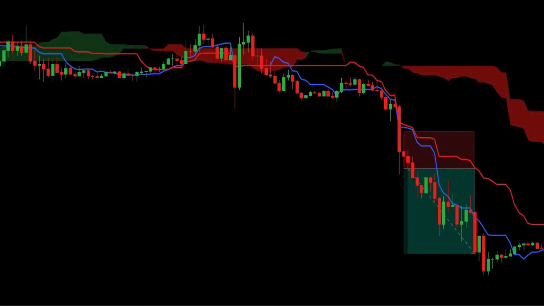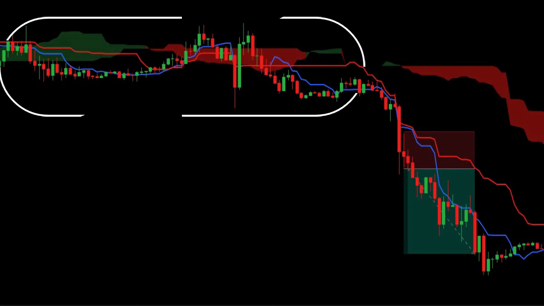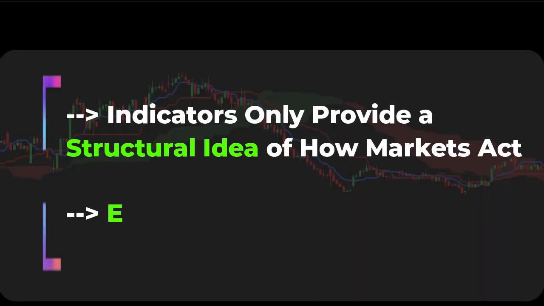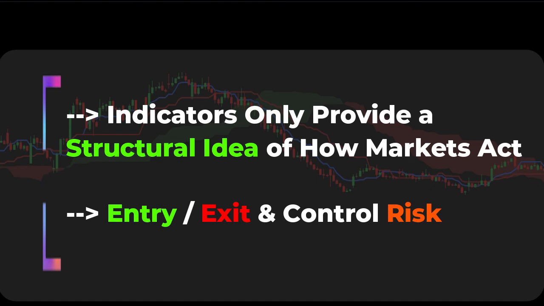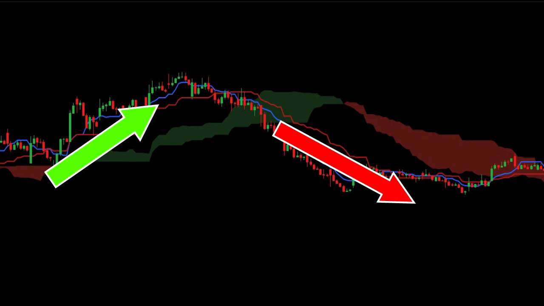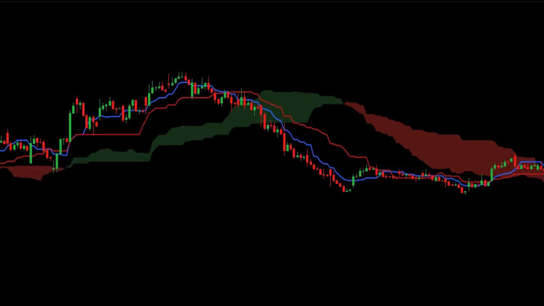And you can also see the no trade zone here, because it will give you many false signals in range markets, so always trade in an uptrend or downtrend. Indicators only provide a structural idea of how markets act, and it's up to the trader to decide where to reel in profits and how to control risk. The Ichimoku cloud can be useful, especially for new traders who need help spotting trend direction, finding entry points, momentum, and detecting reversals.